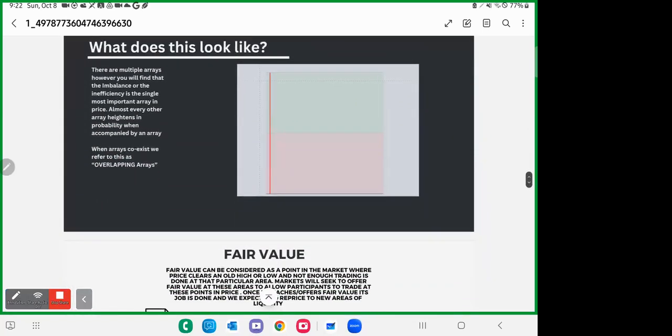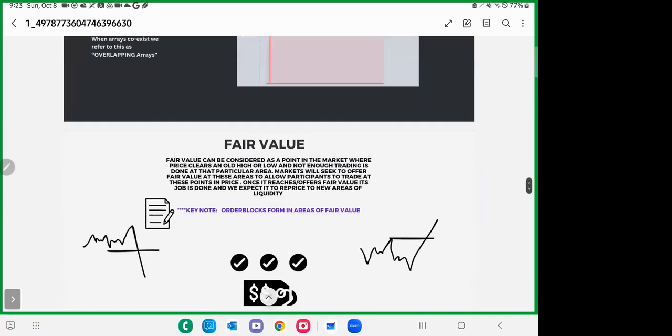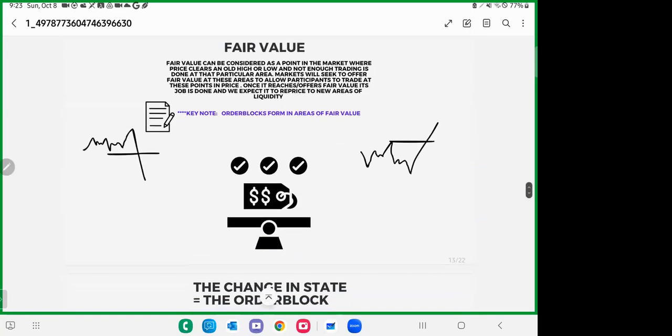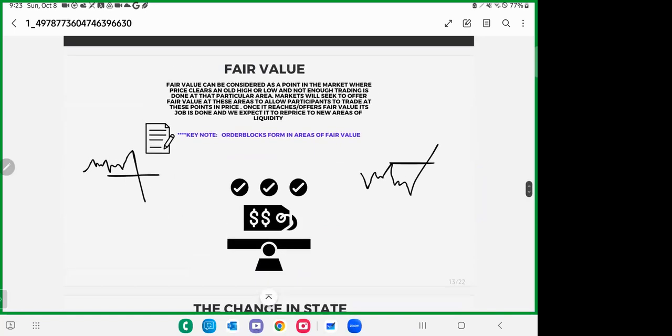All right, so we kind of talked about what that looks like. Now let's talk about fair value. Fair value can be considered as a point in the market where price clears an old high or low and not enough trading is done at that particular area. Markets will seek to offer fair value at these areas to allow participants to trade at these points in price. Once it reaches or offers fair value, its job is done and we expect it to reprice to new areas of liquidity.